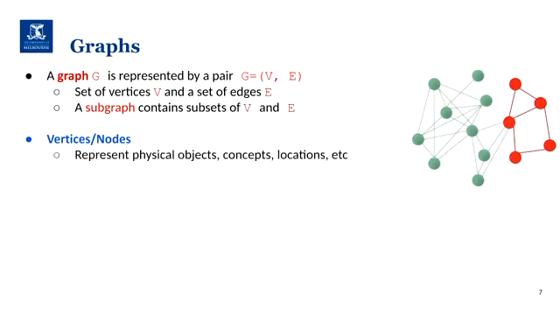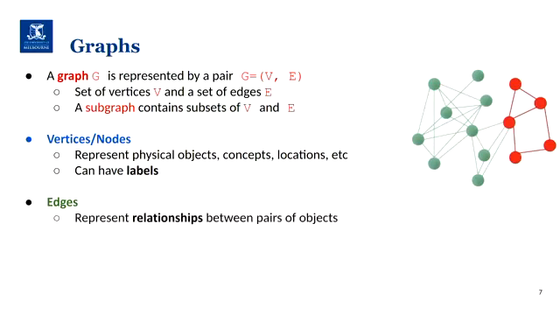Vertices and nodes could represent, for instance, physical objects, concepts, locations, and they can have labels. So it might make sense for you to say, this is a city, or this is a specific amino acid, this is a specific gene, while edges represent the relationships between pairs of objects. They can also have labels, but also they can be directional. For instance, when the relationships are different, you can label them and say this is stronger than this one, or it's a different relationship, or they can be directional.